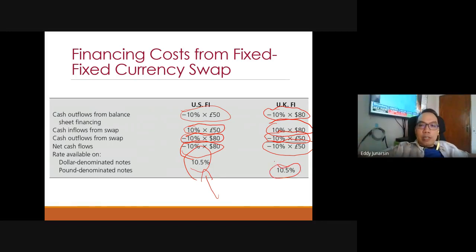And similarly here, according to the story, the UK financial institution ends up paying 10% on fixed rate UK liability. If they have to do it by themselves, they will have to pay 10.5%. So there's a saving or efficiency from the swap contract. So both entities are happy.